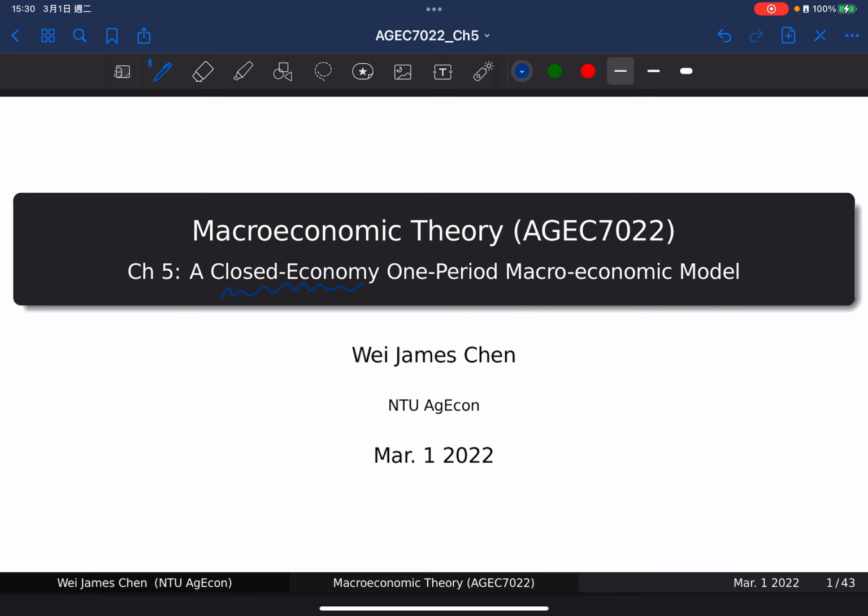So what is a closed economy? That means there's no trade here, especially international trade. So there's no trade outside of this small economy. And one period means there's no more than one period. There's no saving. You cannot live for two terms. In this simple model, you only live once. Okay, one term.